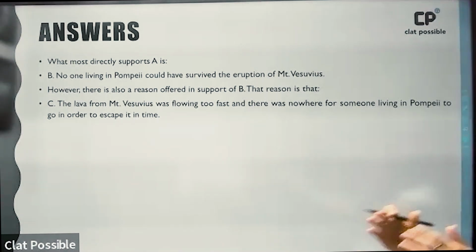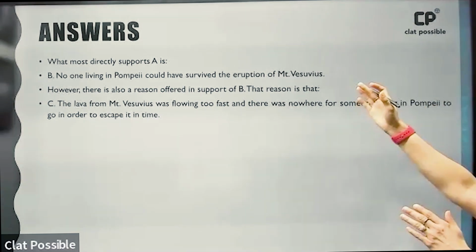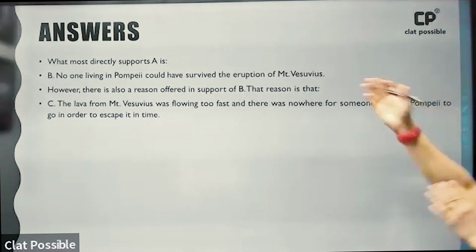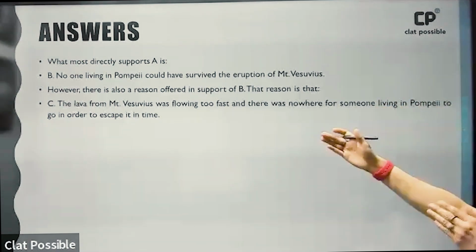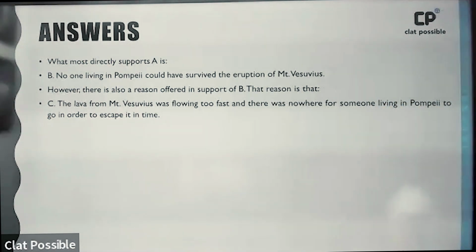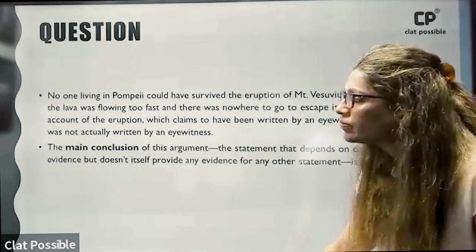So why are there no eyewitness accounts? Because no one could have survived. Why could no one have survived? Yes, that is itself a conclusion. But it is based on the premise that the lava flows too fast, and no one can escape in time to actually give an eyewitness account. Yes, we'll do more questions, children. Right? So let's put our X and Y on the main argument.